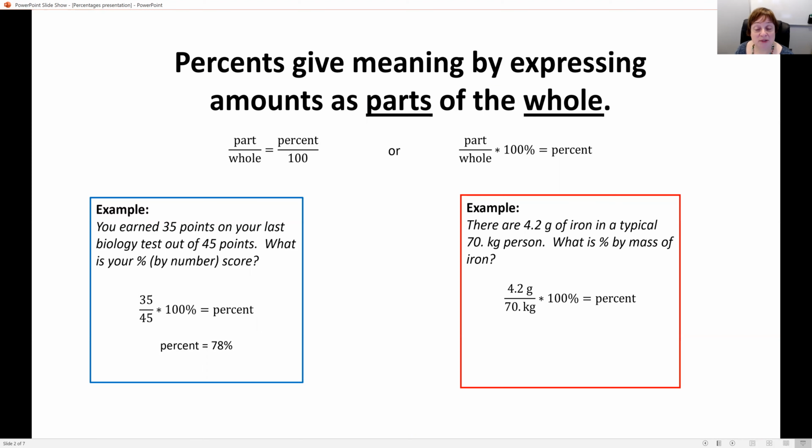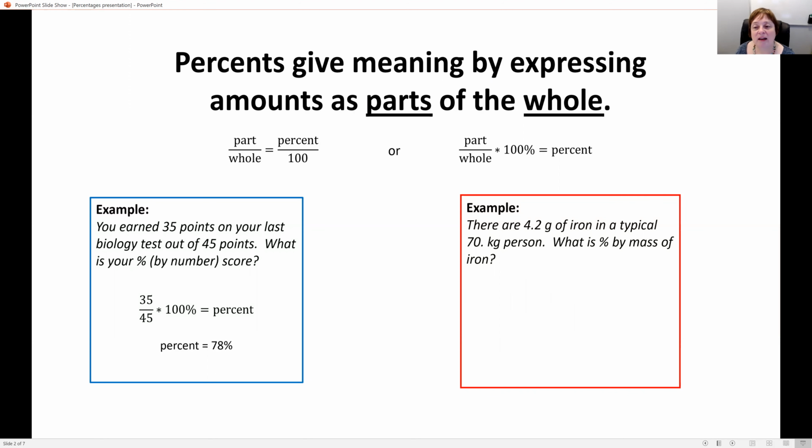So the 4.2 grams of iron is the part. It's the little bit that's inside of a person. So the whole is the person. That's the 70 kilograms. So we need to put the part on top, the 4.2 grams, the whole on the bottom, 70 kilograms. But wait, if you've noticed, our units don't match. When we do a percentage calculation, the part and the whole have to have the same units in order for those two units to cancel out and not be a part of our final unit, the percent.